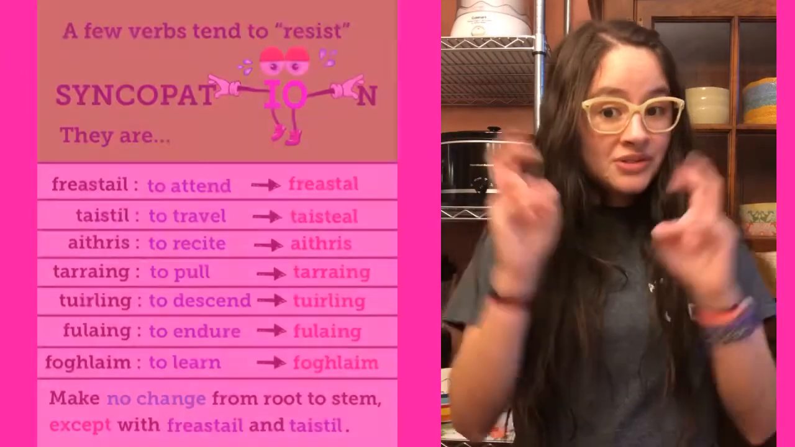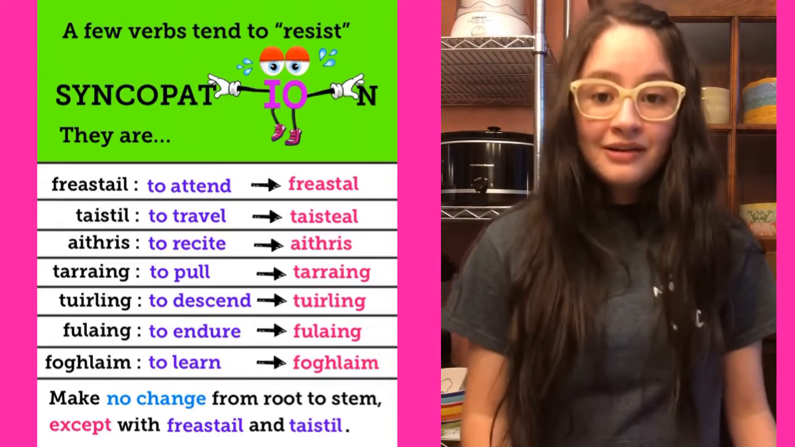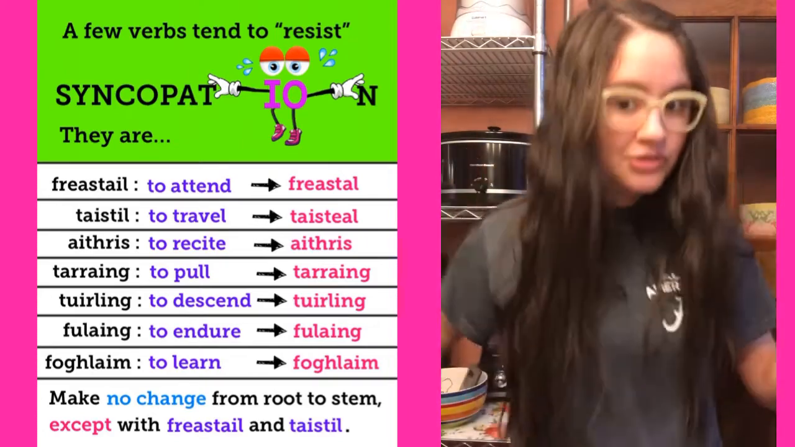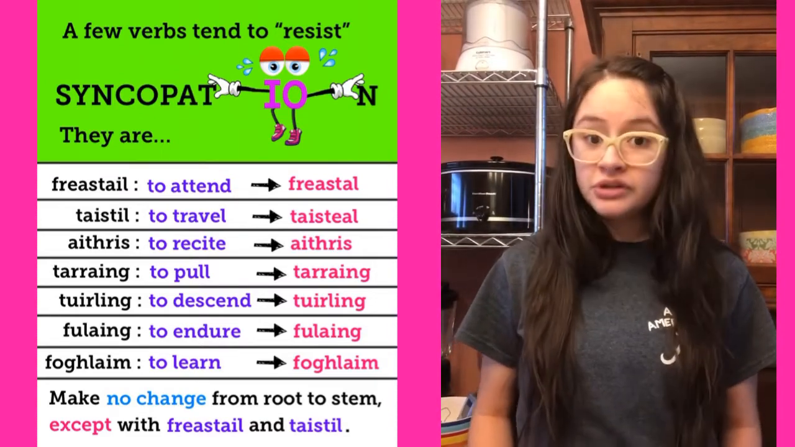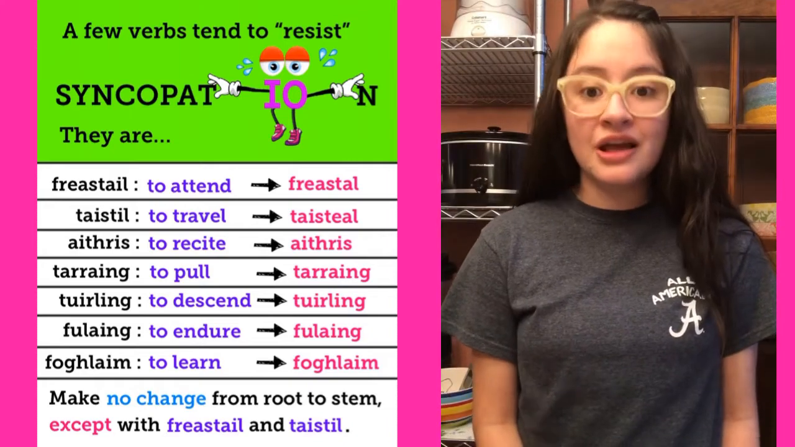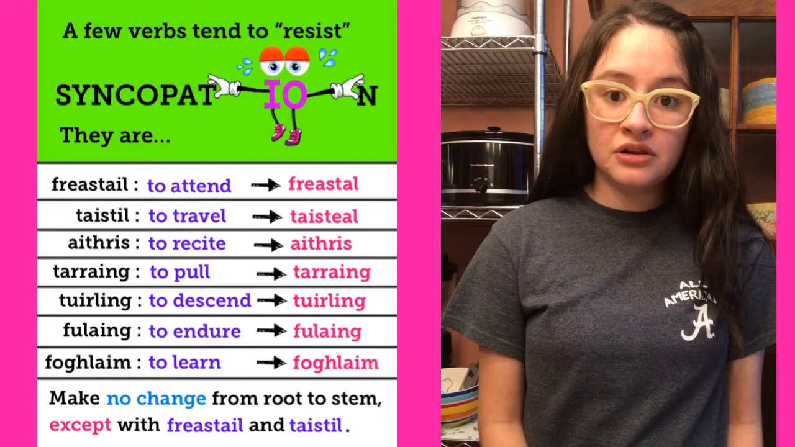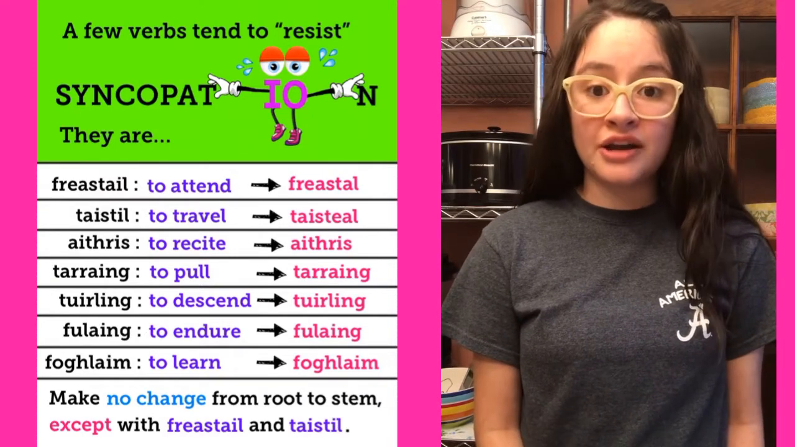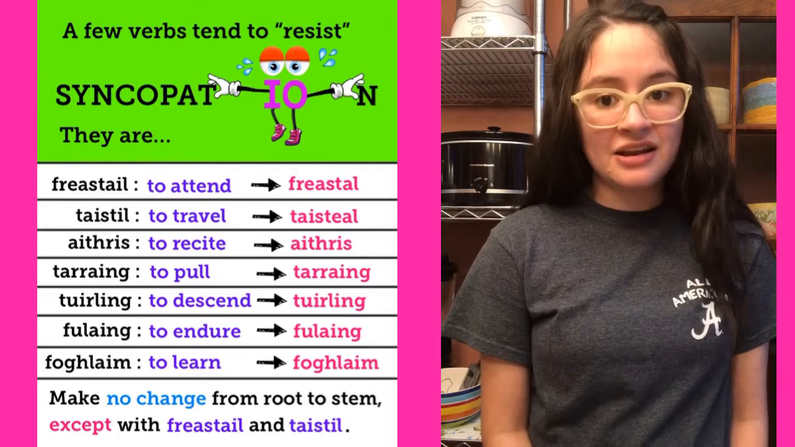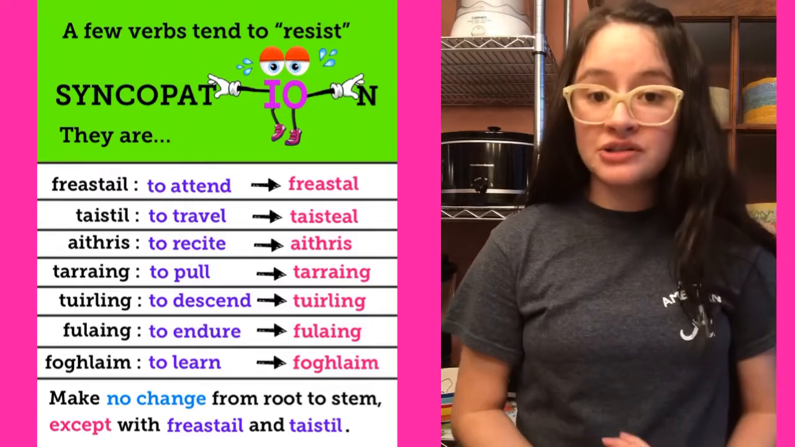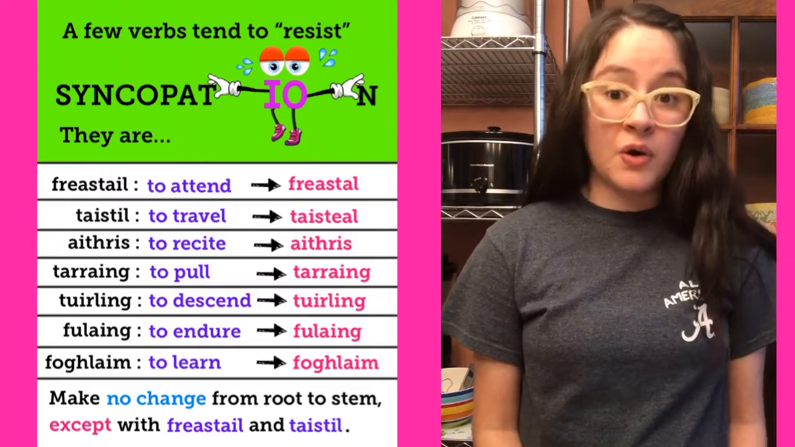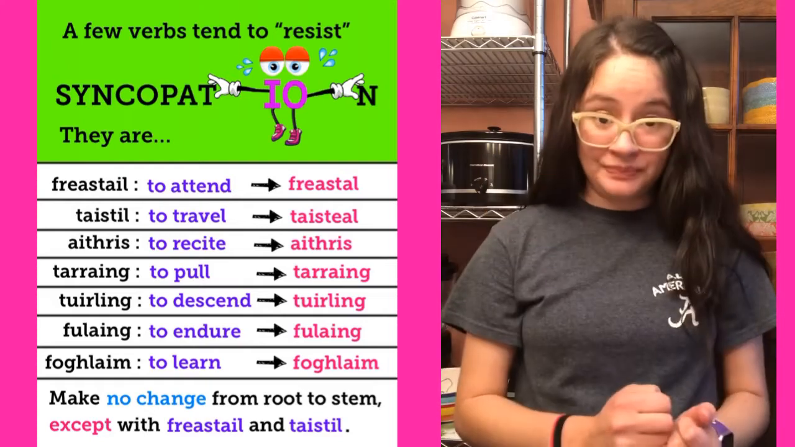Now, there are a few verbs that break the rule about syncopation, and it's said that they resist syncopation. So you can see I've got my little syncopation resistance guy there, and he's resisting the syncopation. And these verbs will see little to no change from root to stem. So we've got freastail, to attend, taistil, to travel, aithris, to recite, tarraing, to pull, tíolaic, to descend, fulaing, to endure, and foghlaim, to learn. So except with freastail and taistil, none of these are going to change at all from root to stem.